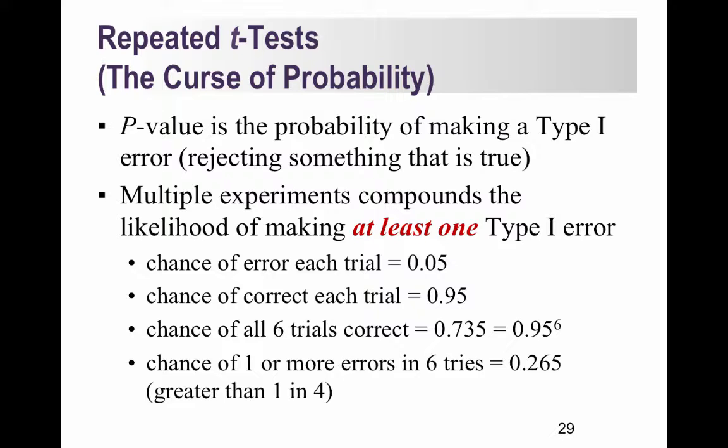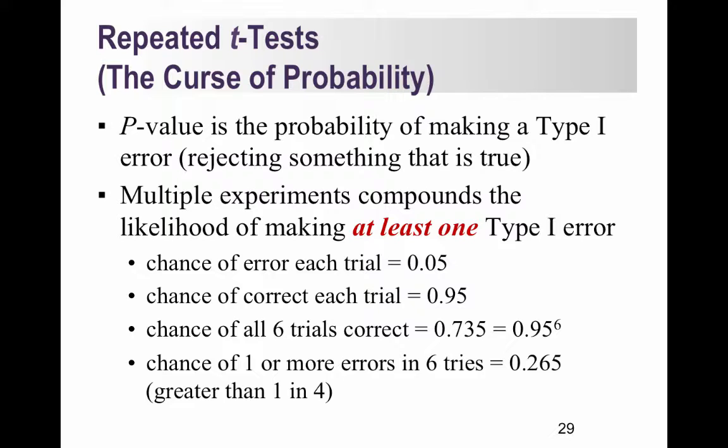The chance of an error for each trial is 0.05. That means 5% of the time, the null hypothesis would be true, and by random chance, we would obtain a result that would have us reject that. So the chance of being correct in each trial is about 95% of the time. The chance of being correct in all 6 trials would be 0.95 raised to the 6th power, or about 73.5%.